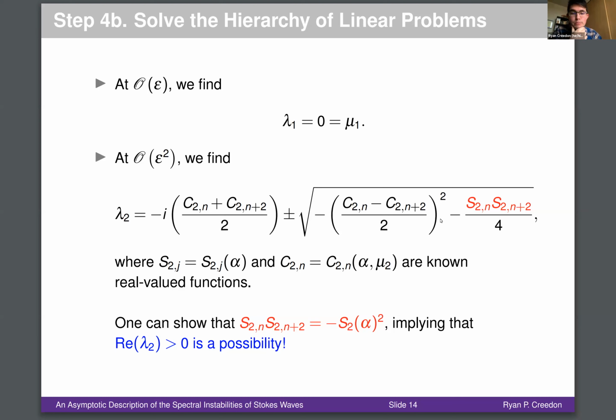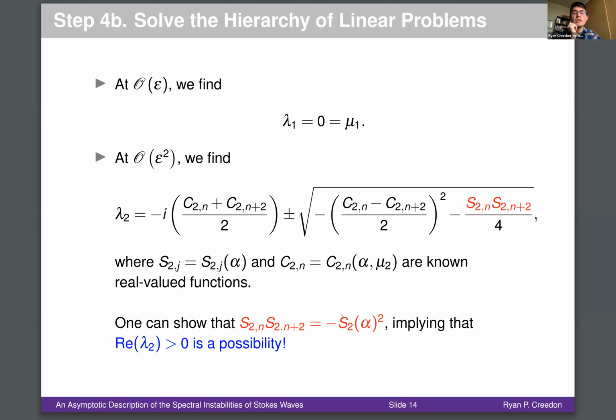But this is where a minor miracle occurs. You can show actually that these two S functions, when they multiply together, equals the negative of some new function, which I'm calling S2 of alpha, squared. So actually this second term is positive. And that gives me hope that maybe I can make the stuff underneath the radical positive to give me a real part correction to this lambda 2, which in turn is going to give me the first correction to this high frequency instability bubble.